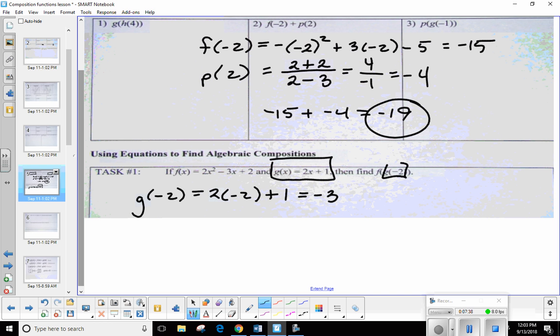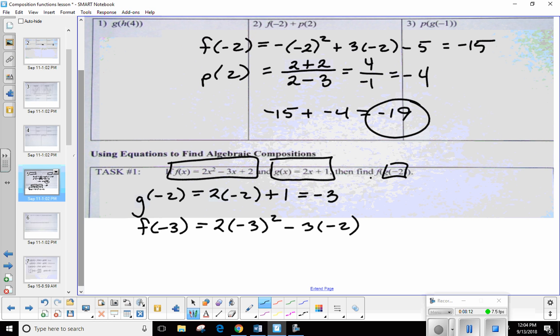Okay. But now here's what I was referring to a second ago. We took care of g of negative 2. We input the x value of negative 2. We got the output, the y value of negative 3, right? So this output now becomes the input, the next x value for that outside function. So I'm going to plug negative 3 into f. And that's all we're doing. I'm working straight through one function into the next. All right? So instead of 2x squared, I'm going to have 2 times negative 3 squared minus 3x. So minus 3 times negative 2, and then plus 2.